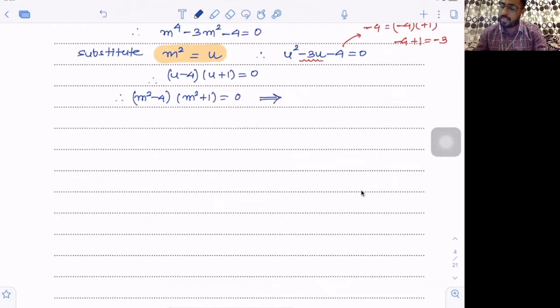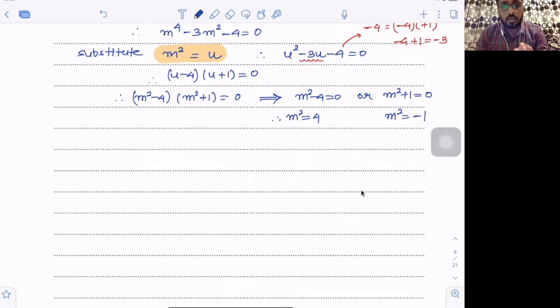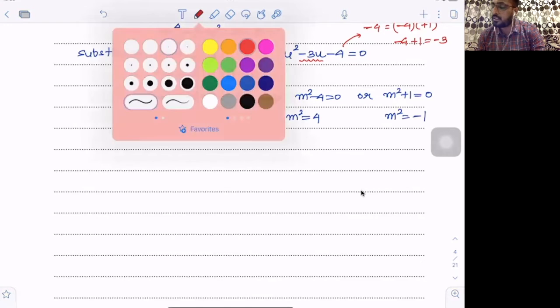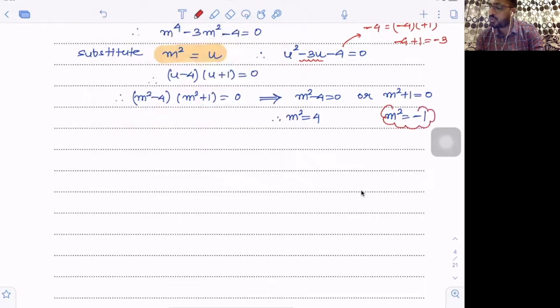That implies that either m square minus 4 is 0, or you can say m square plus 1 equal to 0. That should give me m square is equal to 4 or m square becomes equal to -1. Now, you very well know that m square is the square of m. So square of a number can never ever be negative. That means, students, this m square is equal to -1 needs to be discarded.